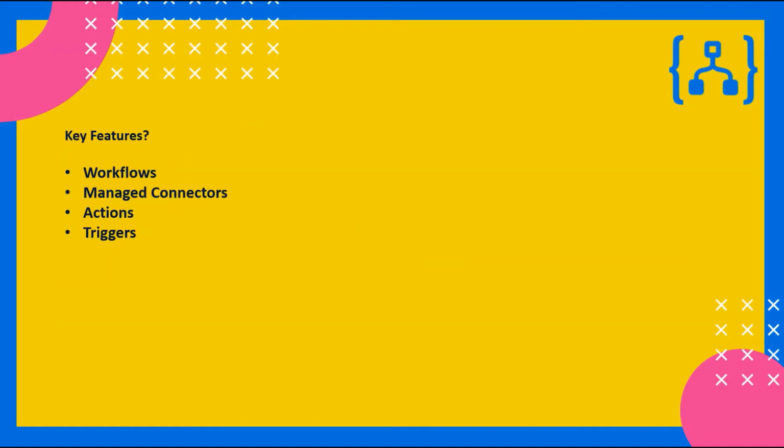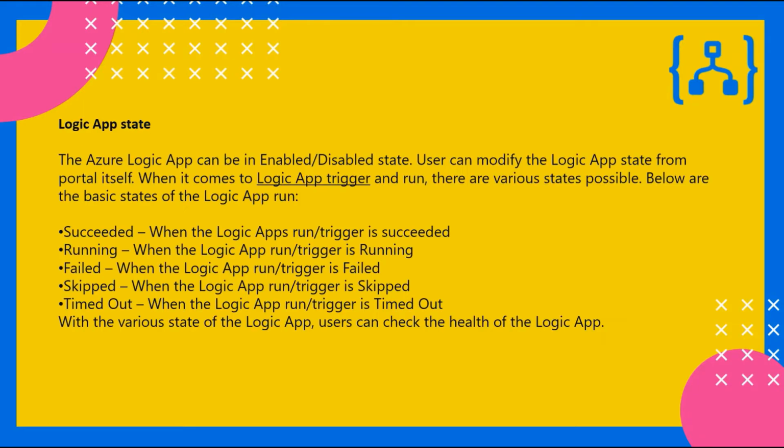So the key features are workflows, managed connectors, actions, and triggers. With these components, we will be able to create the workflow. There are five Logic App states, which indicate what state the app is in: succeeded, running, failed, skipped, or timed out. So these are the various states of a Logic App. Users can check the health of the Logic App using this state.